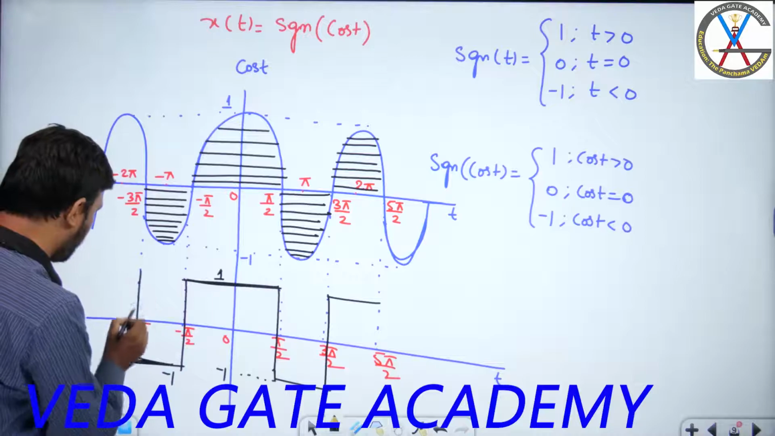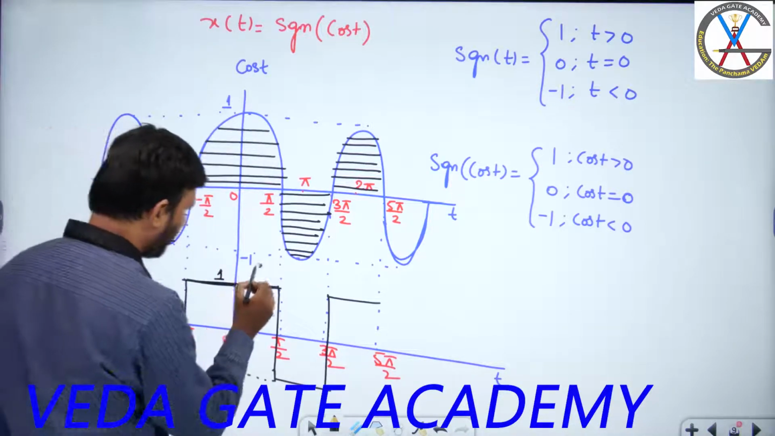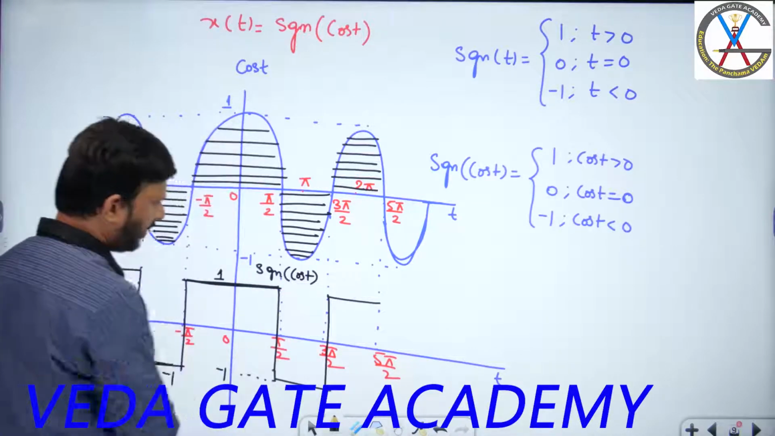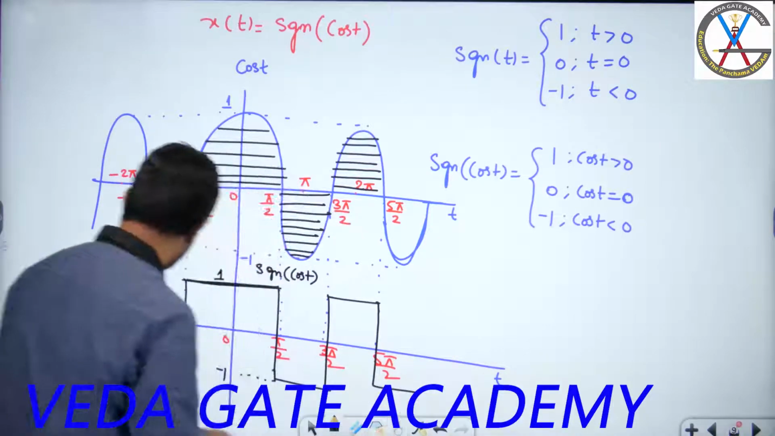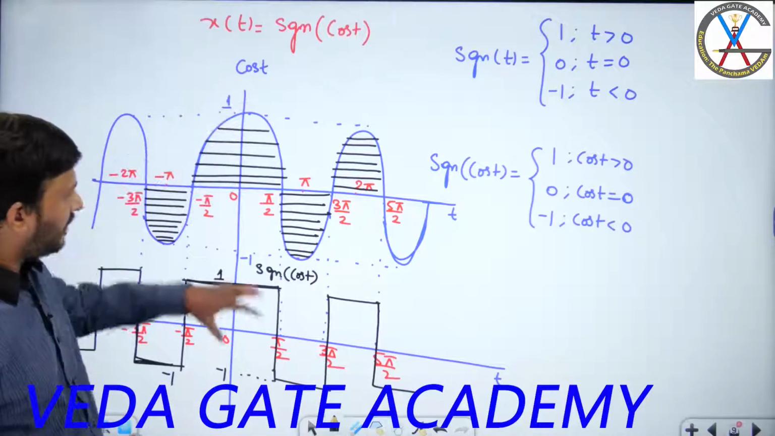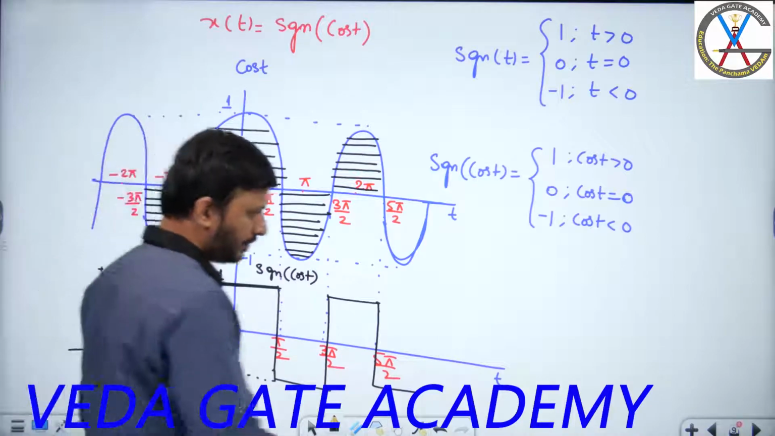-1 and so on. So this is the shape of signum of cos t. Hope you're all comfortable. And it will repeat. So this is cos t, this is signum of cos t. Right? After this, we'll do one thing.